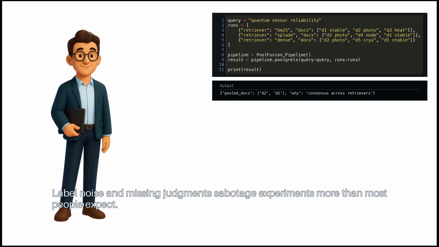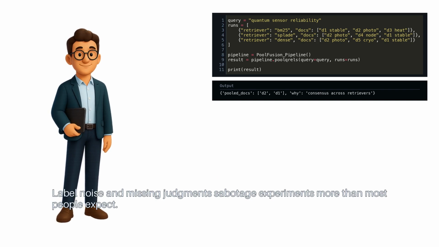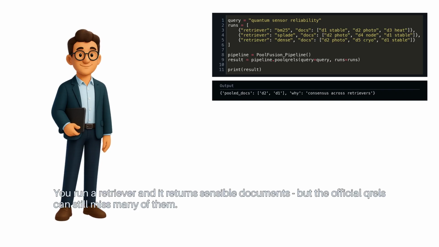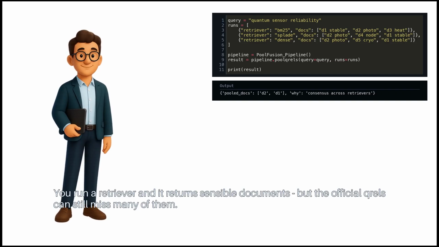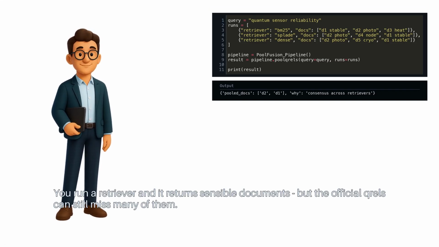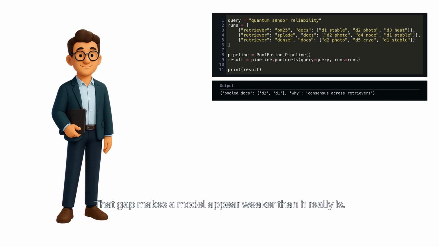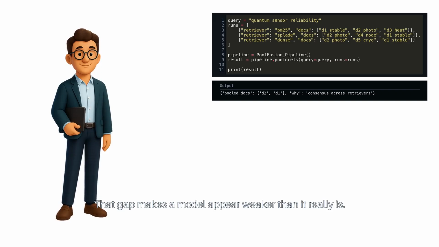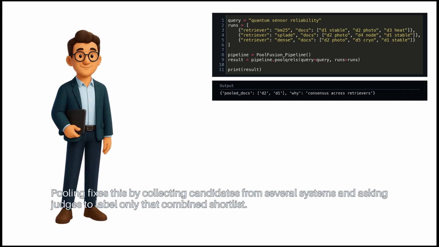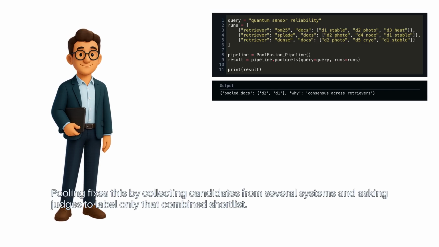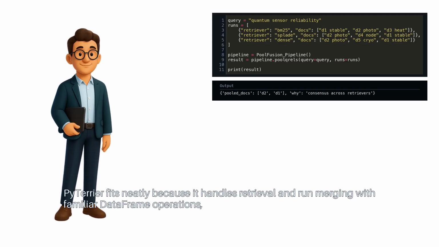Label noise and missing judgments sabotage experiments more than most people expect. You run a retriever, and it returns sensible documents. But the official Qrels can still miss many of them. That gap makes a model appear weaker than it really is. Pooling fixes this by collecting candidates from several systems and asking judges to label only that combined shortlist.